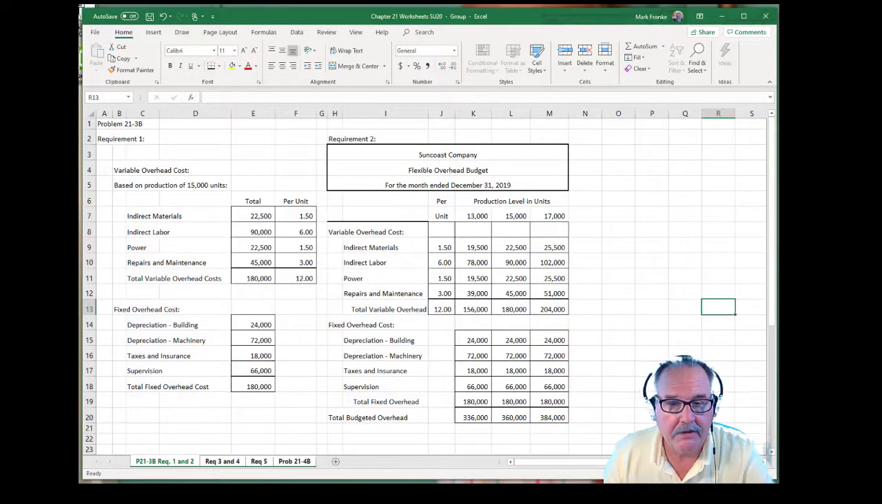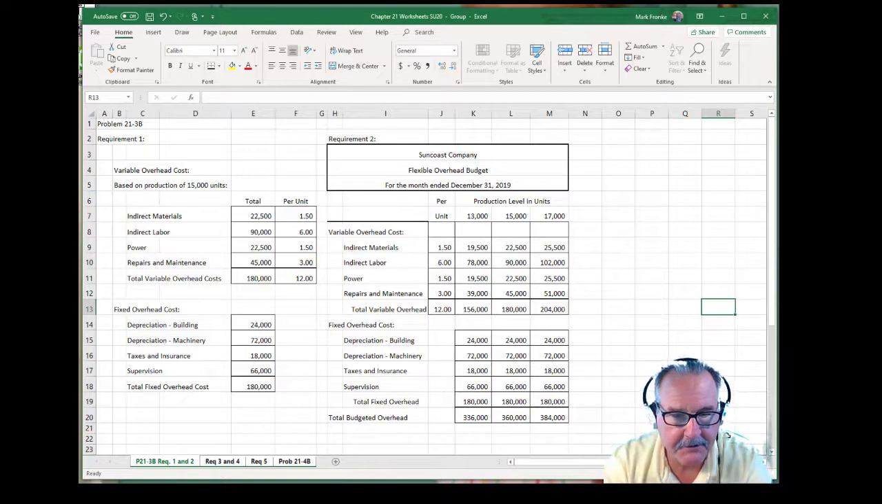Okay, so through the magic of video, these are the numbers for the production level 13,000. Again, I multiplied the number of units times the per unit amount for variable cost. The fixed did not change based on different levels of production. So that's a flexible budget.